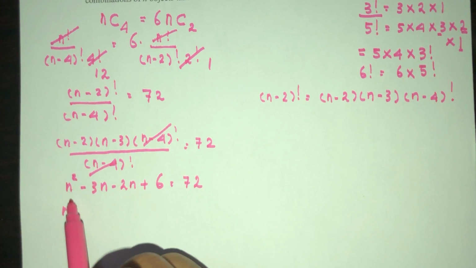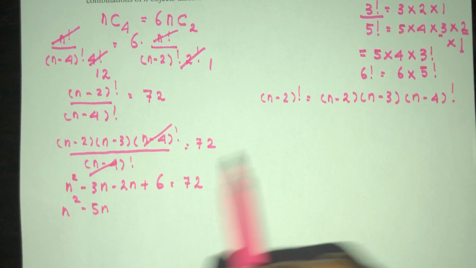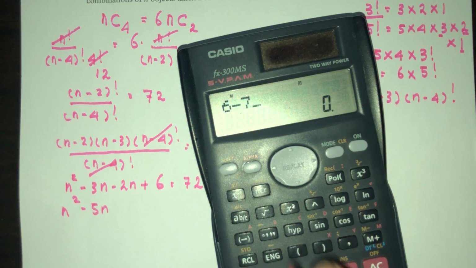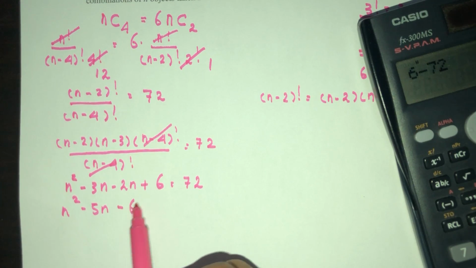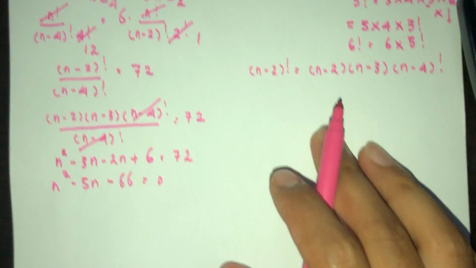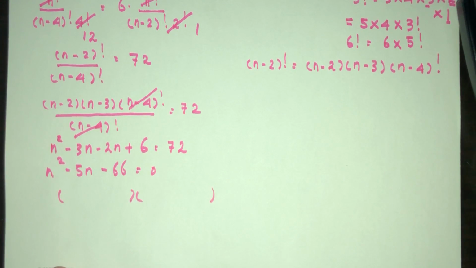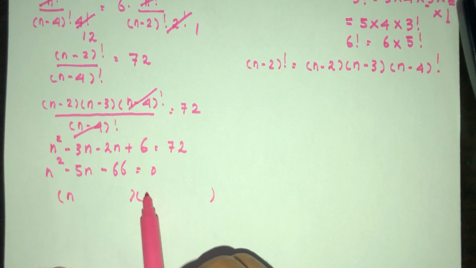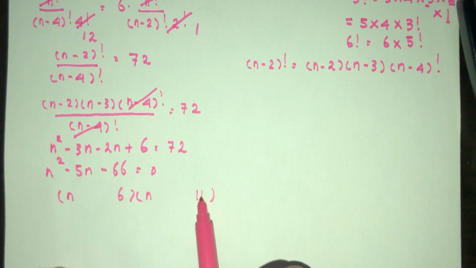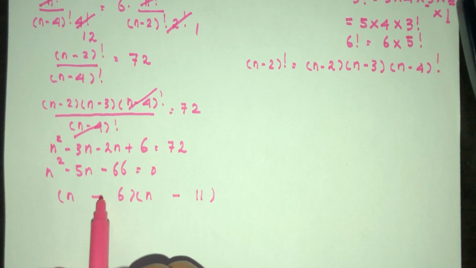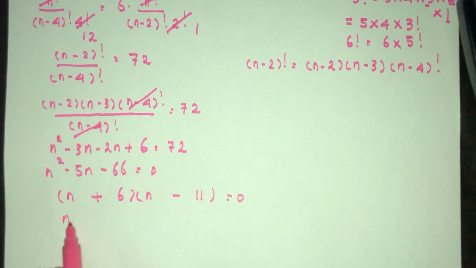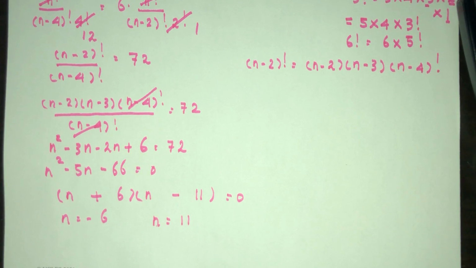That will be n squared minus 5n. Send this over here, you will have 6 minus 72, that will be minus 66 is equal to 0. Now we end up with a quadratic equation. Let's solve by factorization, or you can solve by using your formula as well. It is up to you. That will be n times n. 66 will be 6 times 11. To get minus 5, we have to have minus 11 plus 6. N is minus 6, n is equal to 11. That will be the two values of n as we have seen.